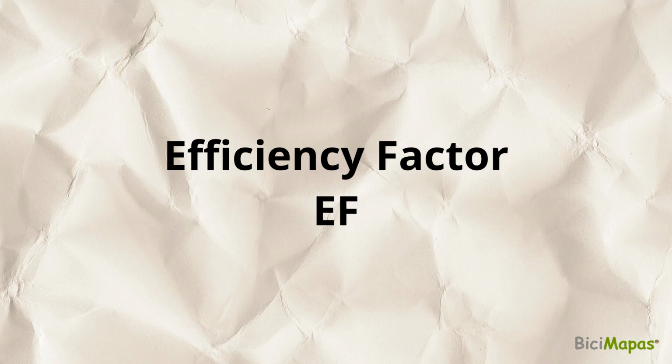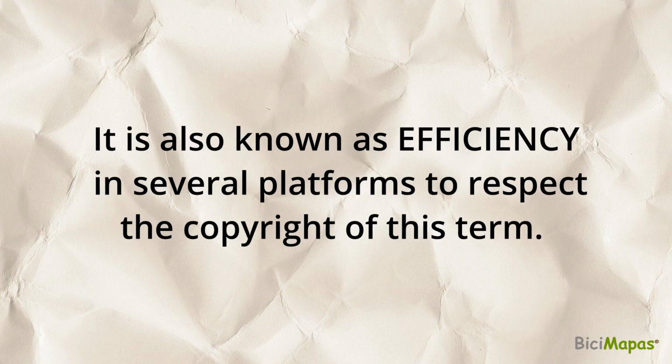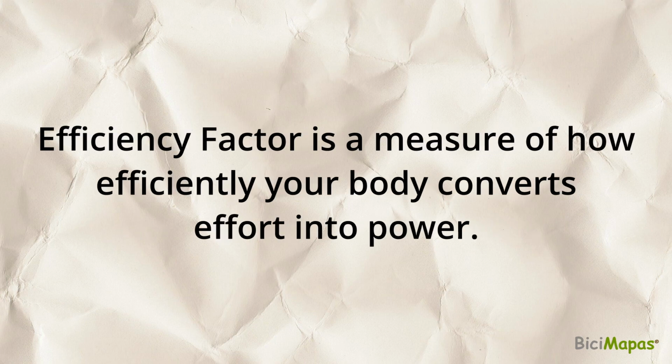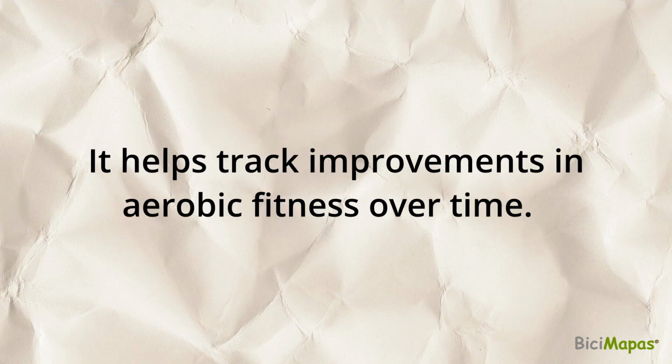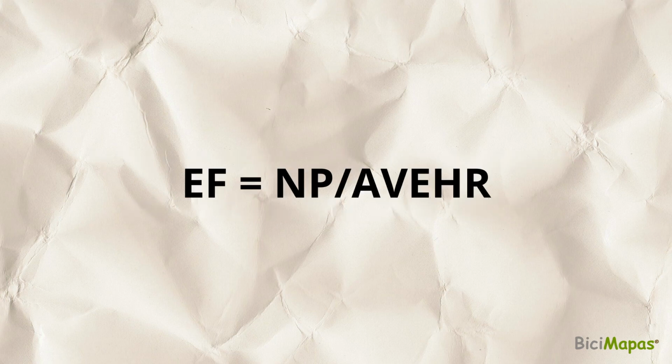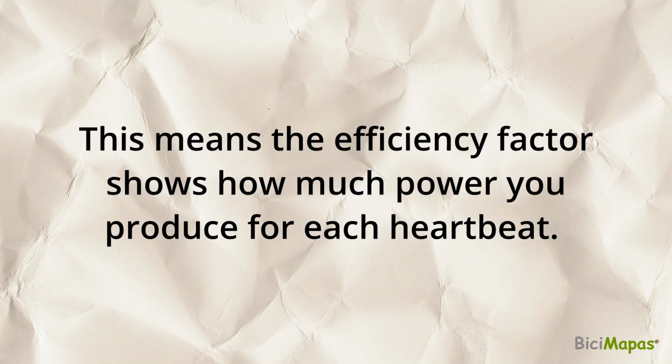Efficiency factor, or EF. It is also known as efficiency in several platforms to respect the copyright of this term. Efficiency factor is a measure of how efficiently your body converts effort into power. It helps track improvements in aerobic fitness over time. EF is the ratio of normalized power to average heart rate for a given ride or interval. This means the efficiency factor shows how much power you produce for each heartbeat.